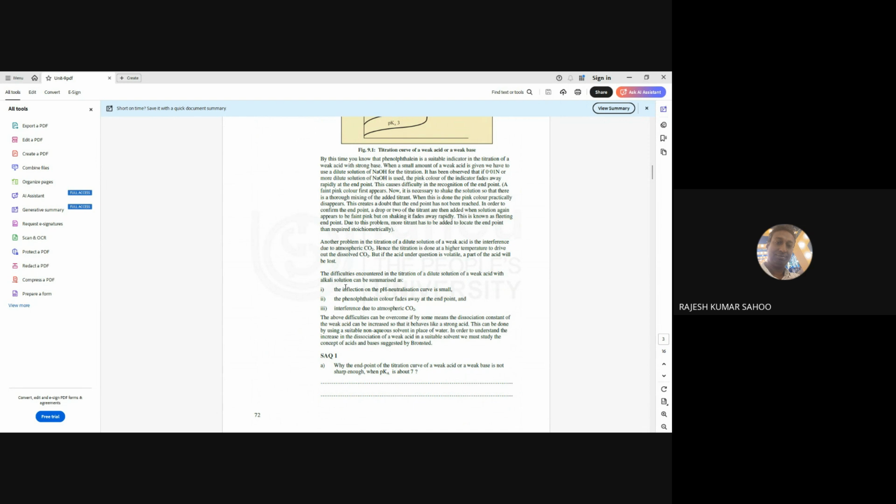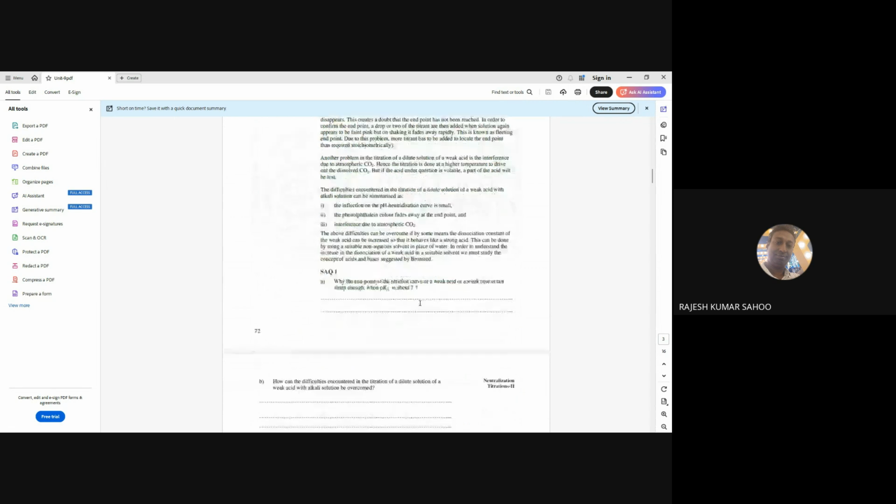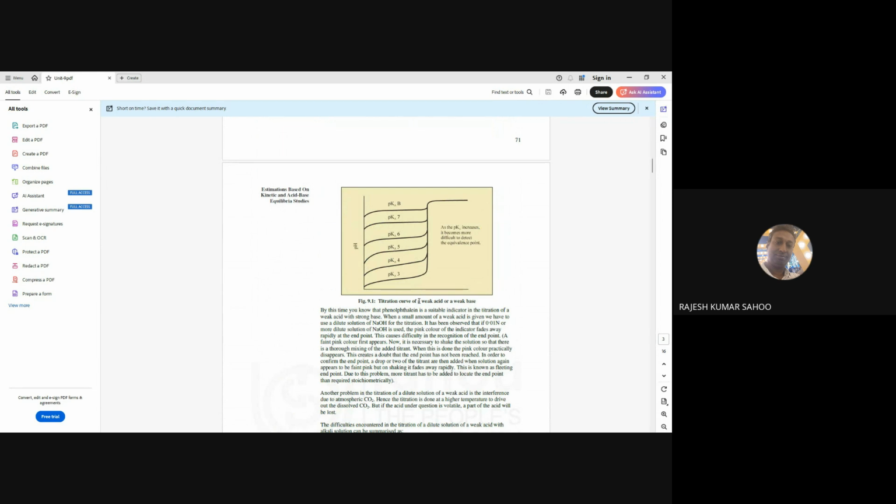What are the difficulties you may face while doing titration of a particular compound versus a compound prepared in non-aqueous medium? Three things are there. The inflection of the pH neutralization curve is small. Then when we add phenolphthalein to visualize the end point, it may fade immediately. Then atmospheric carbon dioxide may interfere with the reactions. These are some drawbacks of titrations in non-aqueous medium.